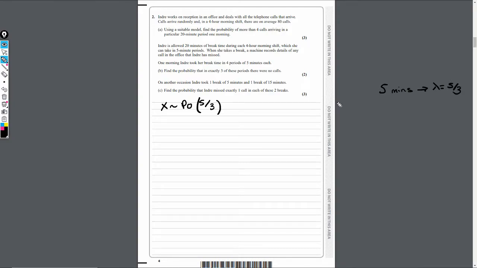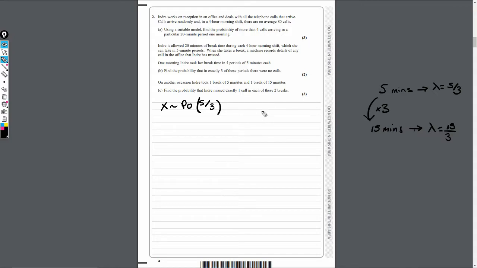So how do we get 15 minutes? Well, I can just times this by 3, right? So 15 minutes, times this by 3. Therefore, lambda is going to be equal to 5 over 3 times 3. So that's going to be 15 over 3. Okay, so we've got 15 over 3 there. Let's work out each individual one now.